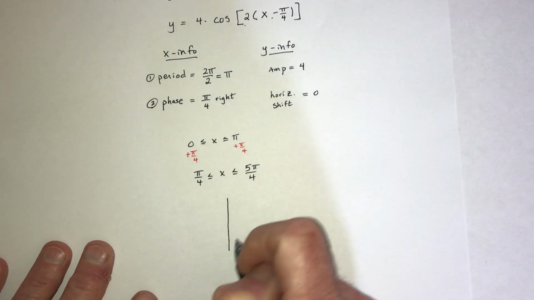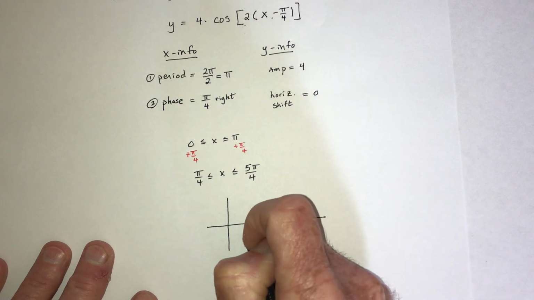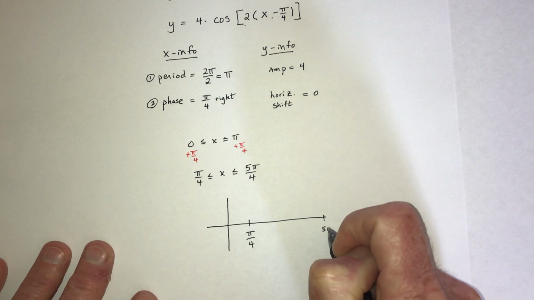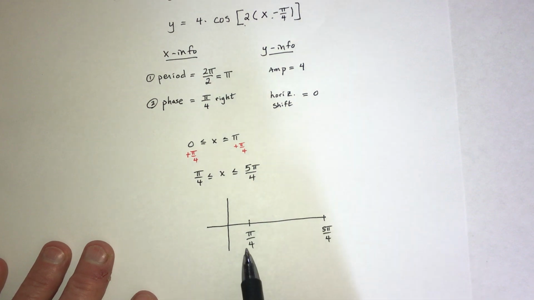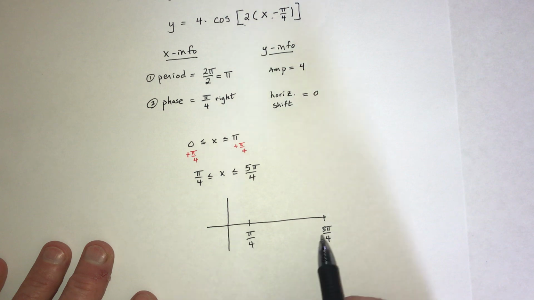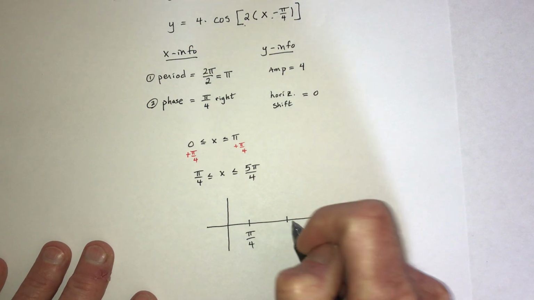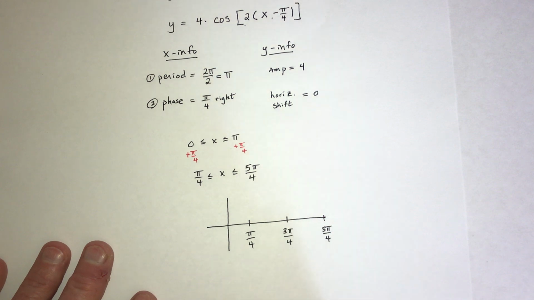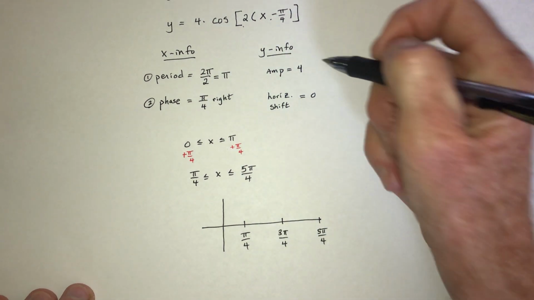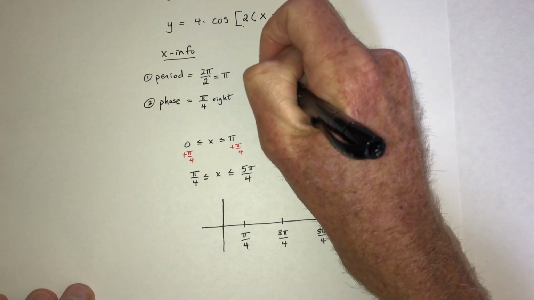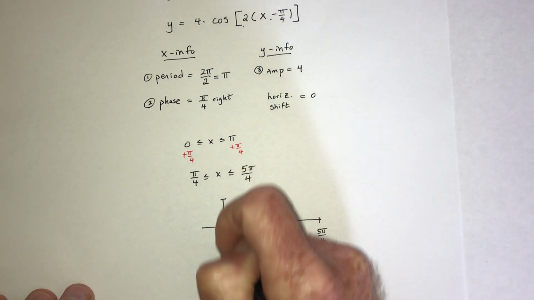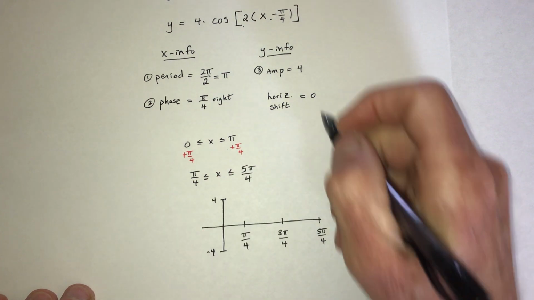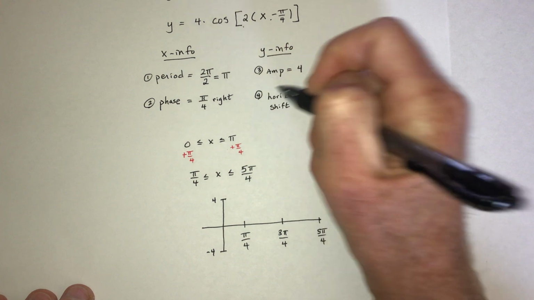So on the x-axis, we're going from pi over 4 to 5 pi over 4. So that's 1 pi over 4, and that's 5 pi over 4. In the middle of a 1 and a 5 is a 3. So 3 pi over 4 is in the middle. Then move on to number 3. The amplitude means that it goes from -4 to +4. And if there was a horizontal shift, I would do that as step 4.